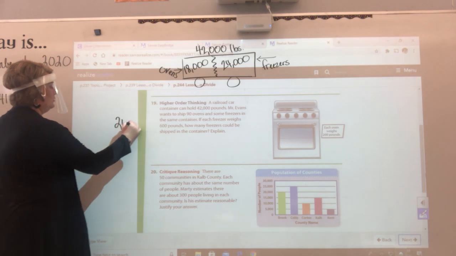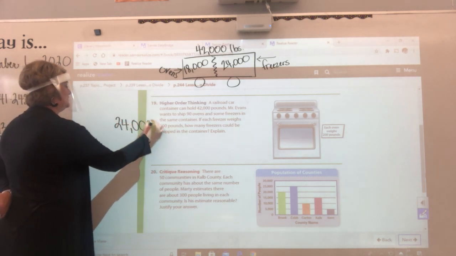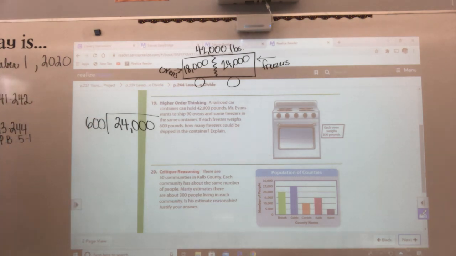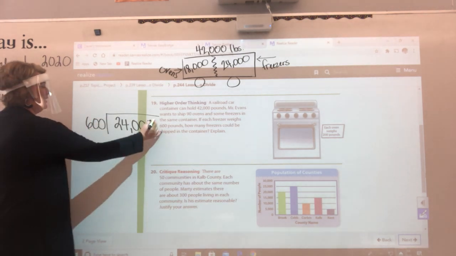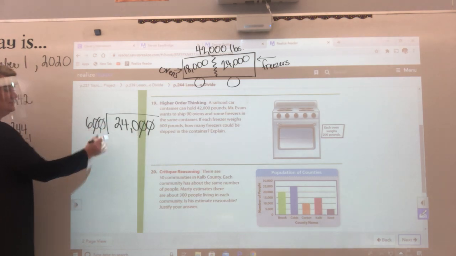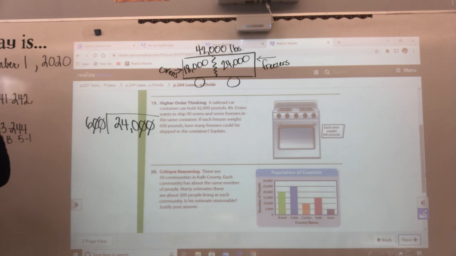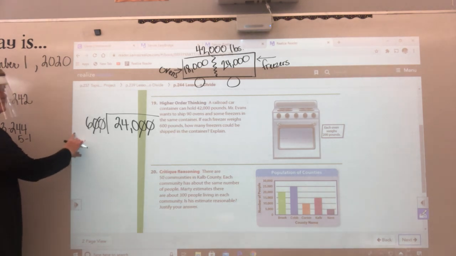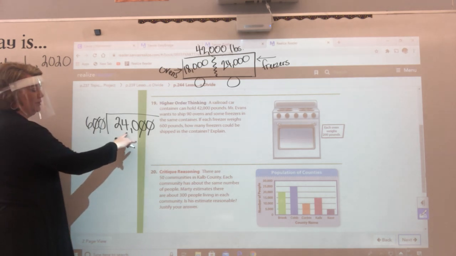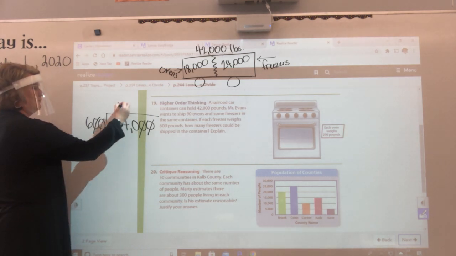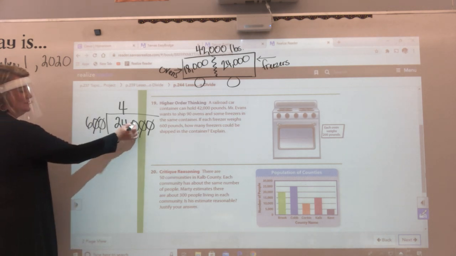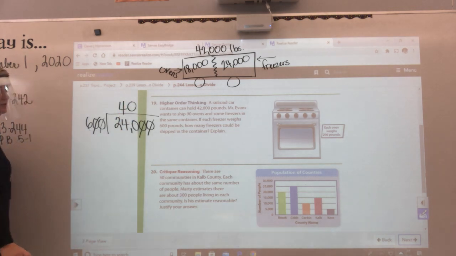24,000 divided by 600. You got it. 24,000 divided by 600. 10 for 10, 10 for 10. Love it when I can get rid of zeros. Well, if I'm a 6, can I divide into a 2? No. If I'm a 6, can I divide into a 24? Yes. How many times? 4. Yeah. And I've got 10 left, so there's your answer, 40.